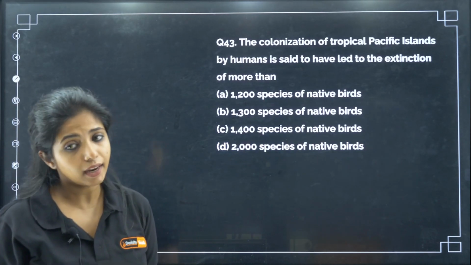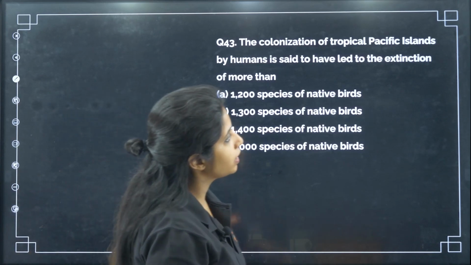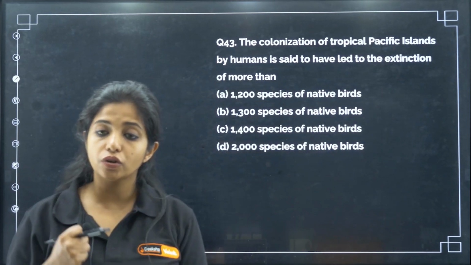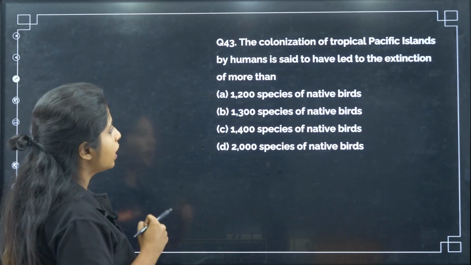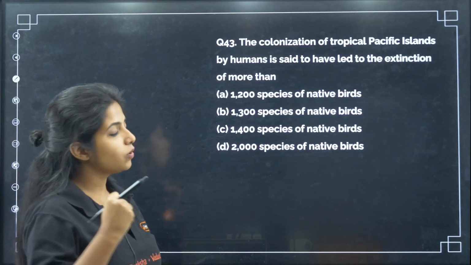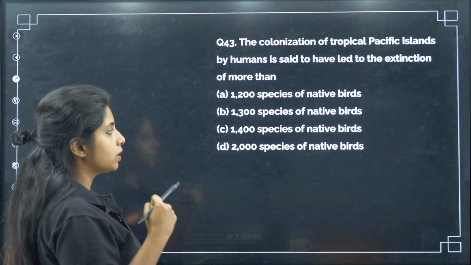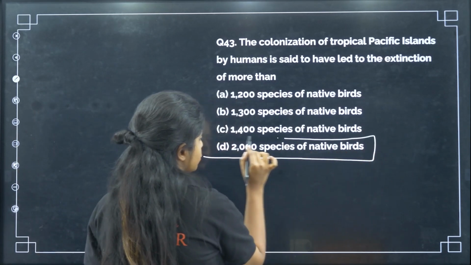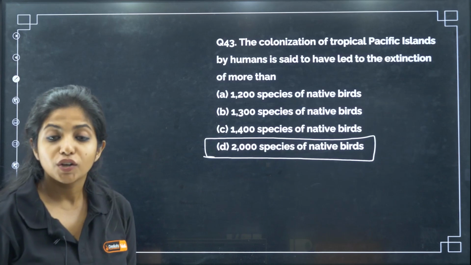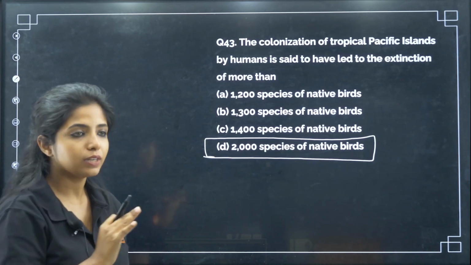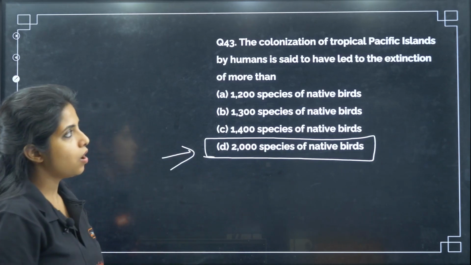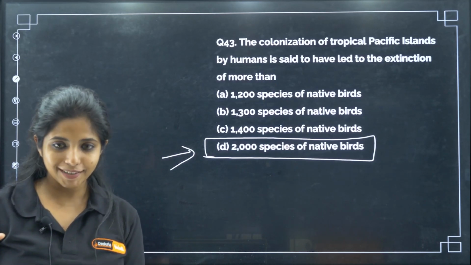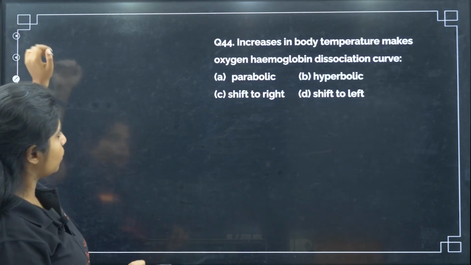Now, the colonization of tropical Pacific islands by humans is said to have led to the extinction of more than... So human beings went ahead to Pacific islands and settled there. This colonization had led to extinction of what? 1,200 species of native birds, 1,300 species of native birds, 1,400 species of native birds, 2,000 species of native birds. What is the answer for this question? Your answer is 2,000 species of native birds. All of them got extinct, my dear children. Remember that.